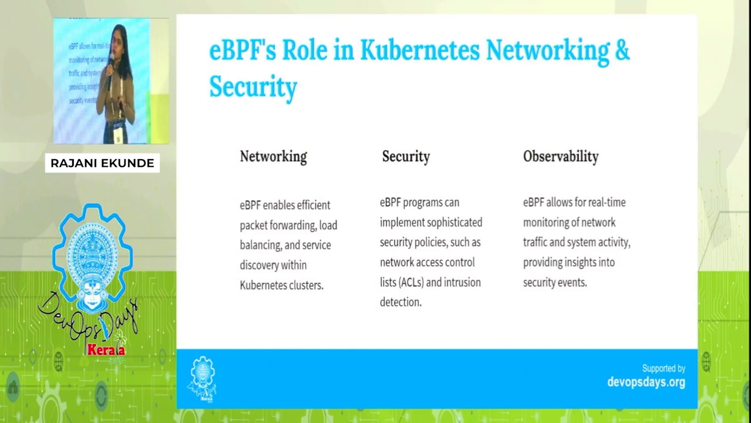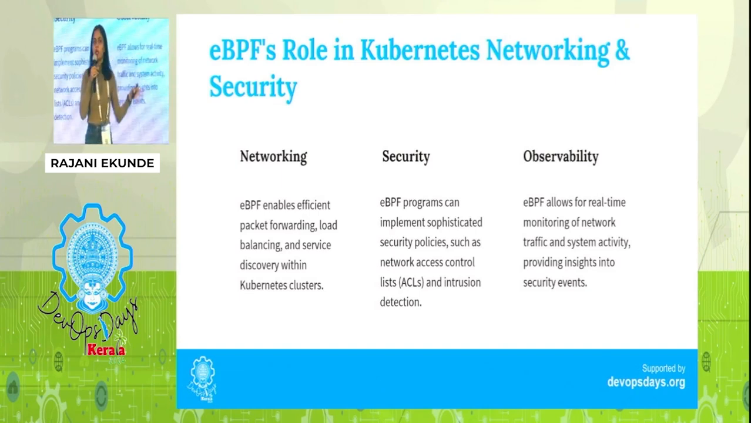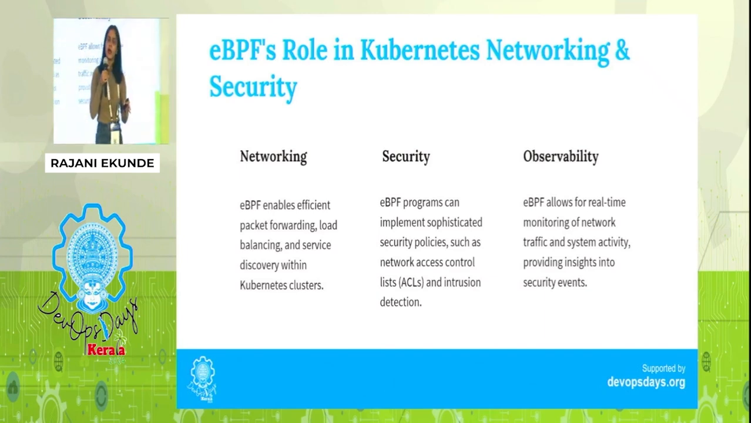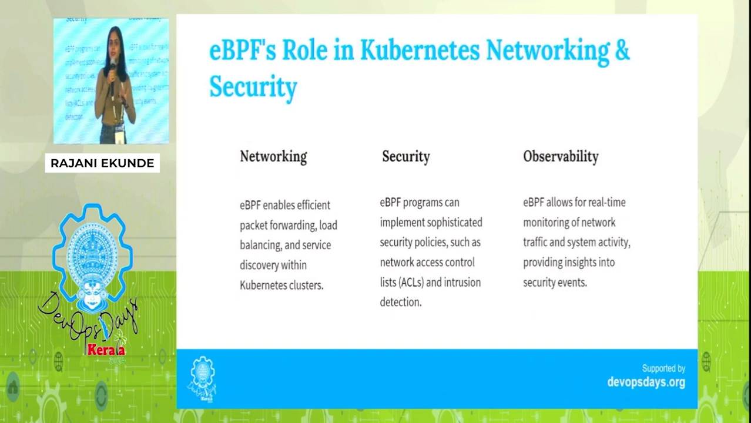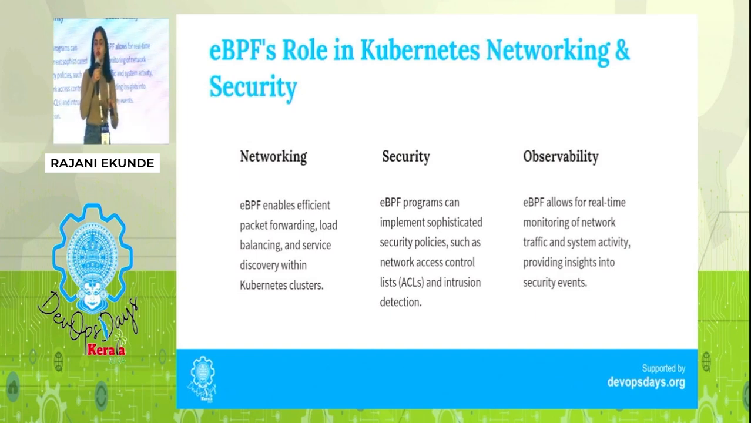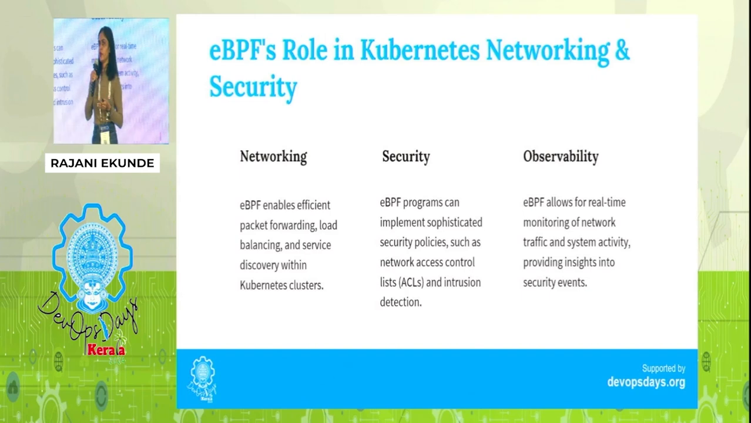Then we have observability. If you want real-time monitoring of your system's performance, like how exactly the traffic is coming, and you need a real-time view of all the incoming traffic and the monitoring work, whatever metrics there are of your system, you can take a view of all these things in real time. So this is how eBPF is also important when we are looking at observability in terms of Kubernetes.